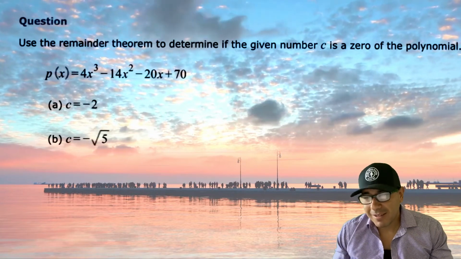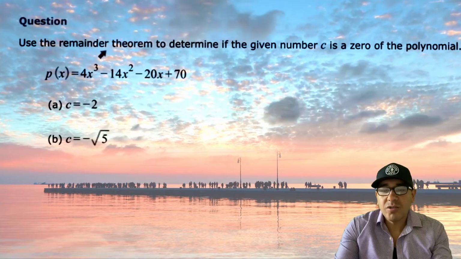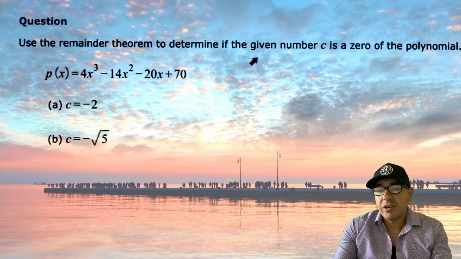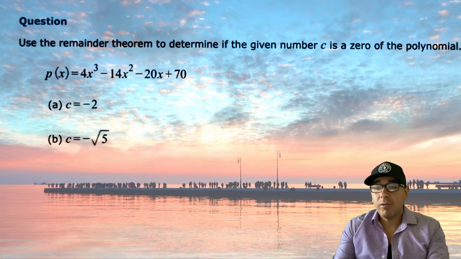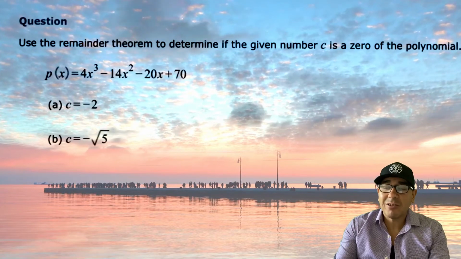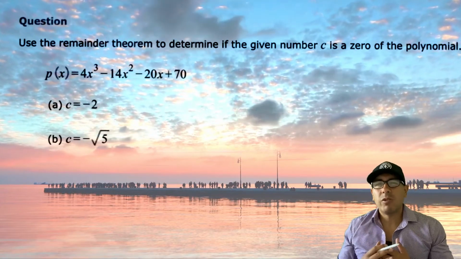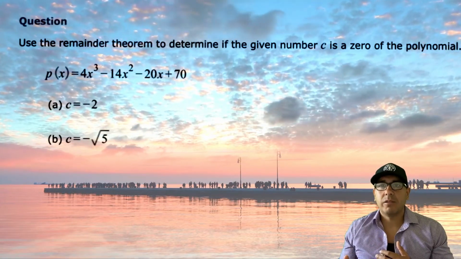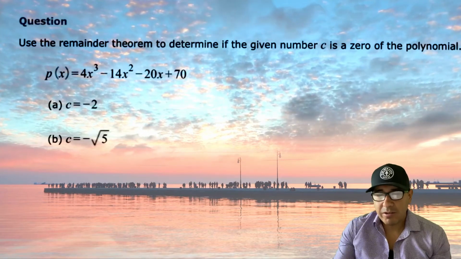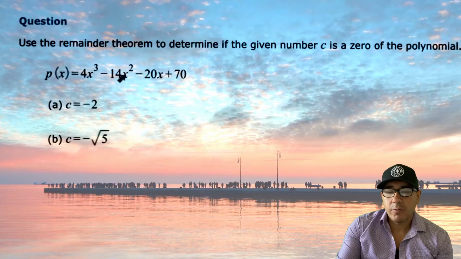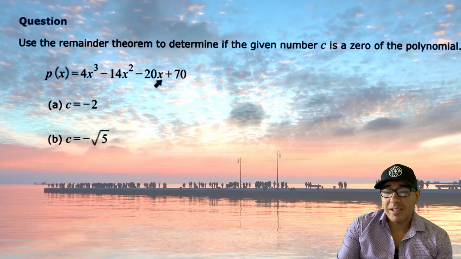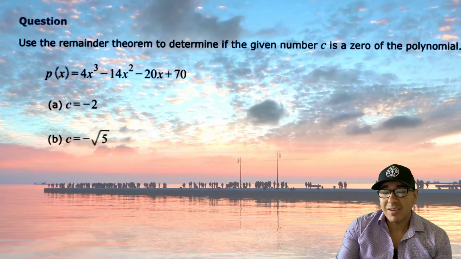So let's say we have this. We want to use the remainder theorem to determine if some number c is actually a zero of our polynomial, and let's say we don't want to actually graph this polynomial. So here's our polynomial p of x, which equals 4x cubed minus 14x squared minus 20x plus 70.